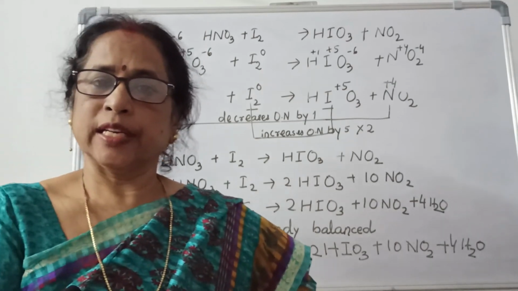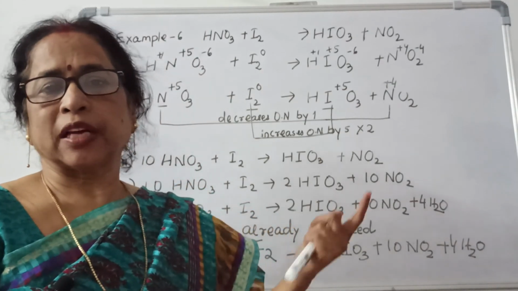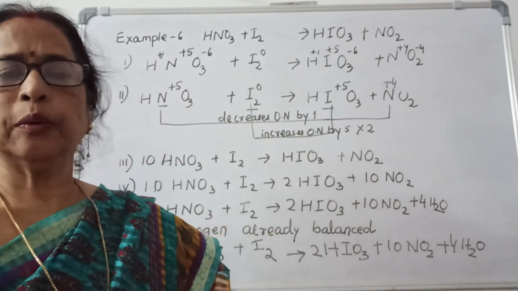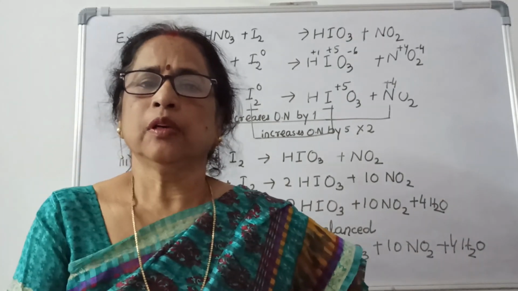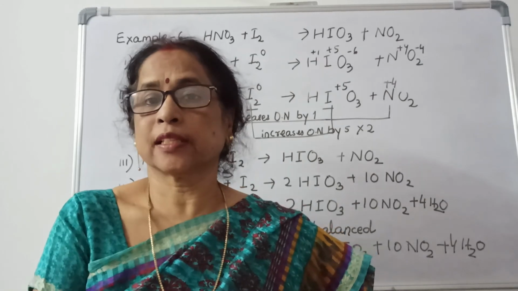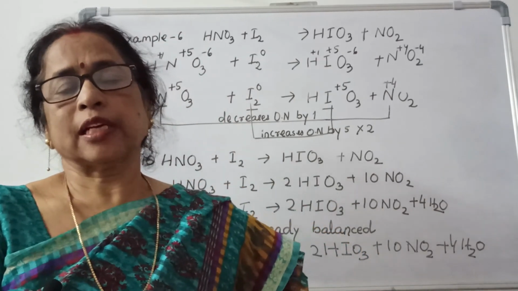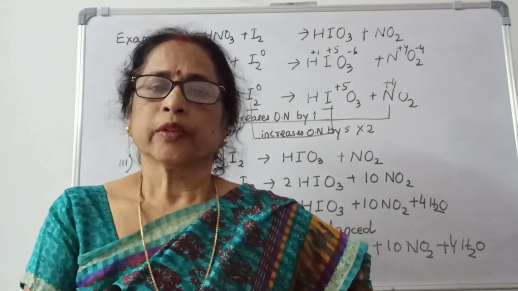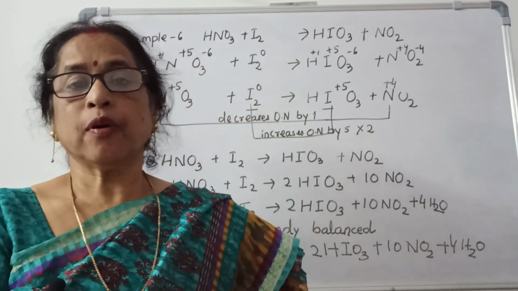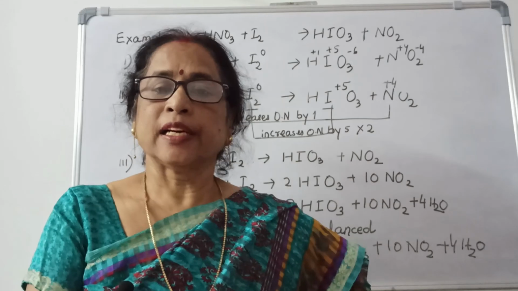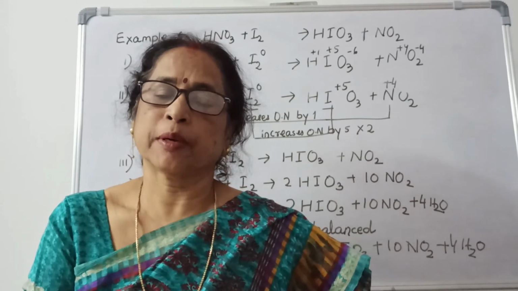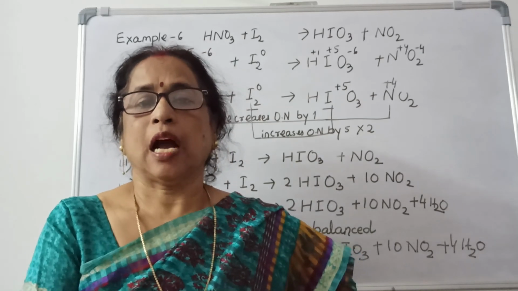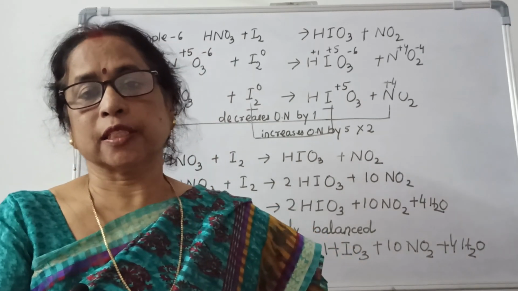HNO3 is already an acid, so you can say this is an acidic medium. Now I hope examples 4, 5 and 6, these 3 examples, are clear to you. In the coming video I will explain more important balancing of redox reactions by the oxidation number method. After that we will proceed to the ion electron method of balancing.